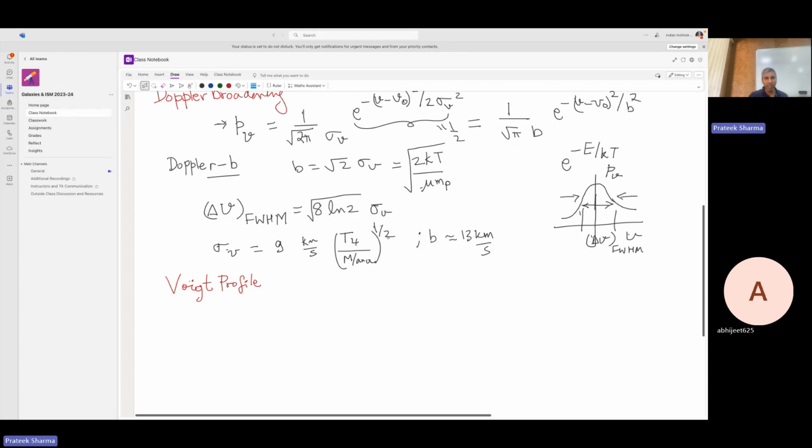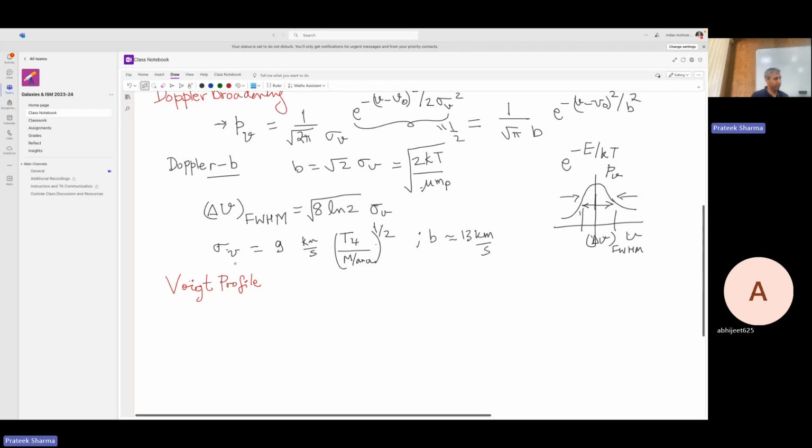What is written inside here? Here, this is T4. T4 is the temperature in units of 10 to the 4 Kelvin. M is the atomic mass in AMU. So if it is hydrogen plasma, M is just 1. If it is oxygen, this should be 16.